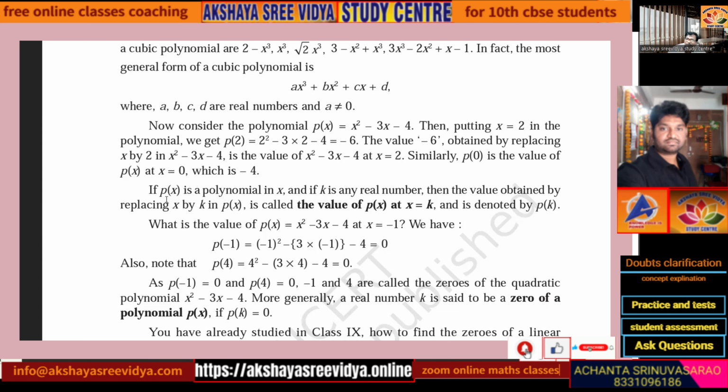Okay. If p of x is a polynomial in x, and k is any real number, then the value obtained by replacing x by k in p of x is called the value of p of x at x is equal to k, and we denote it by p of k.